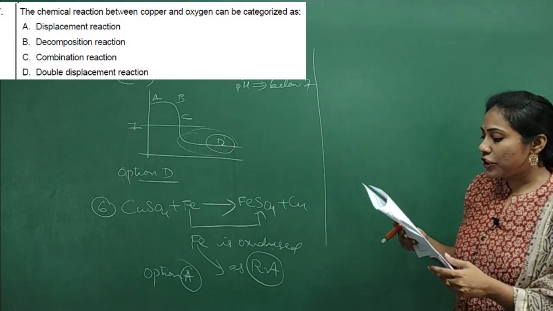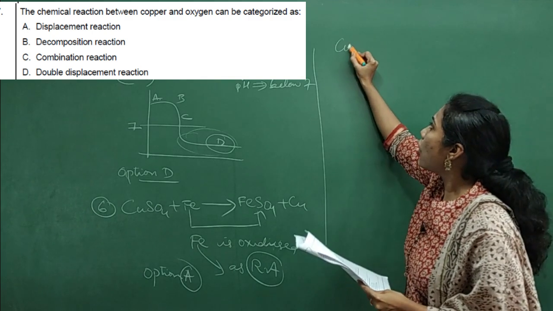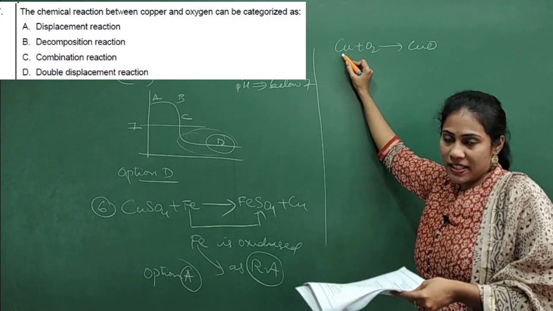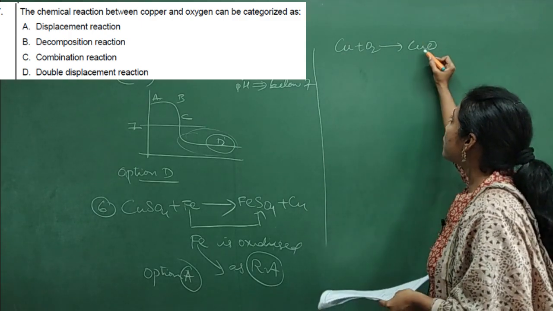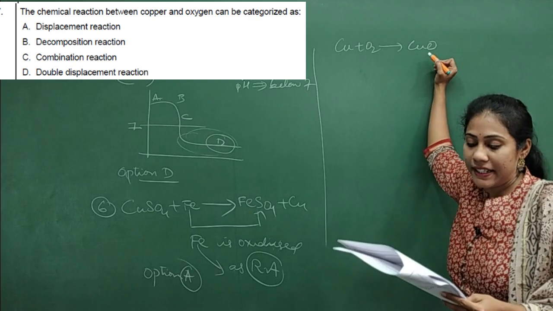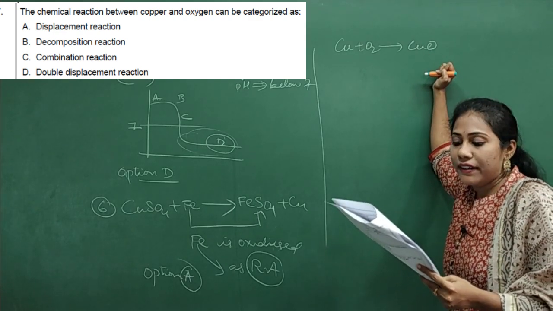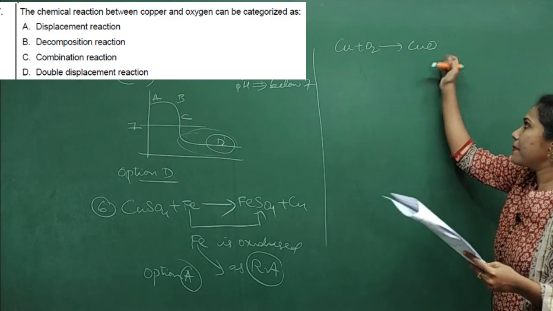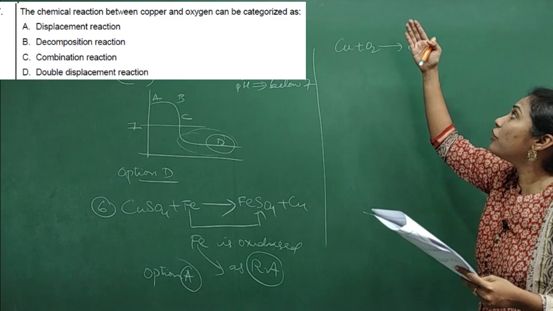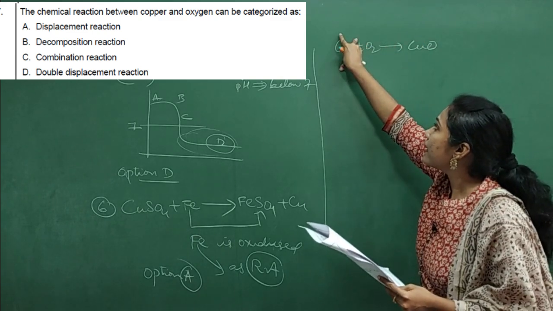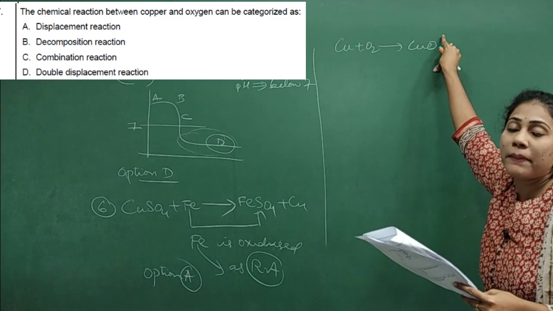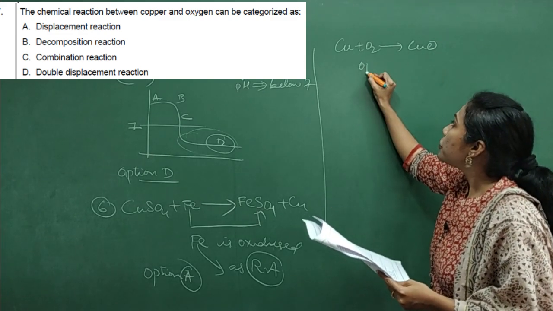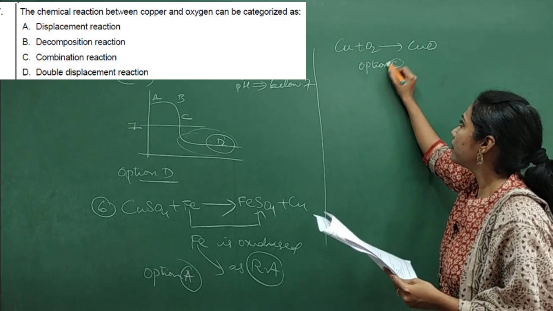The chemical reaction between copper and oxygen: copper plus oxygen, you will get copper oxide. Copper, which is brown in color, changes to black color. You get copper oxide, right? So this is an example of what? Displacement, decomposition, combination, double displacement. Definitely this is an example of combination. Two reactants are reacting, one product is forming. So this is what we call a combination reaction. So option C is correct.